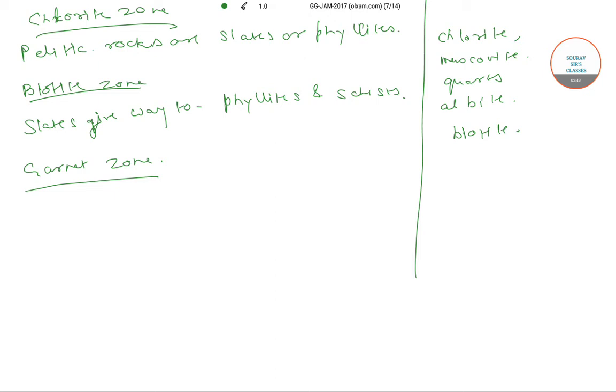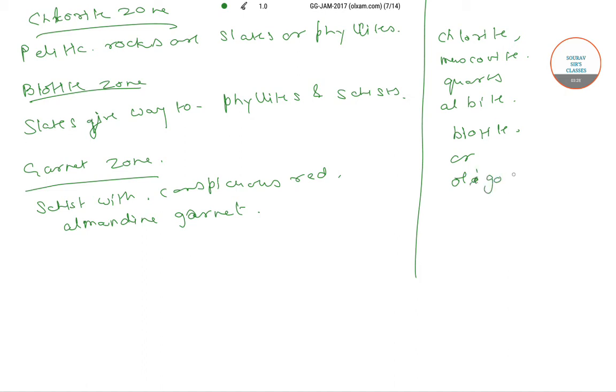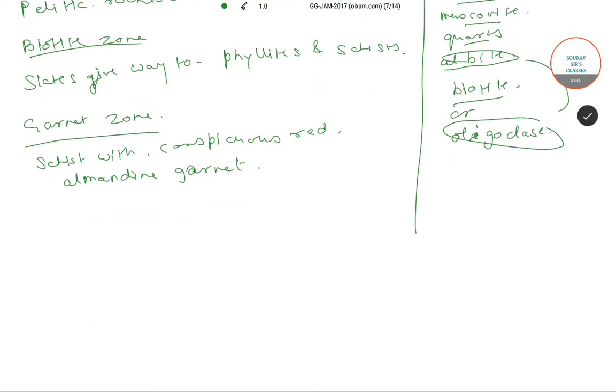Here it contains schist with conspicuous red almandine garnet, and they are usually with biotite, chlorite, muscovite, quartz, albite, or oligoclase. Now the next zone is staurolite zone.